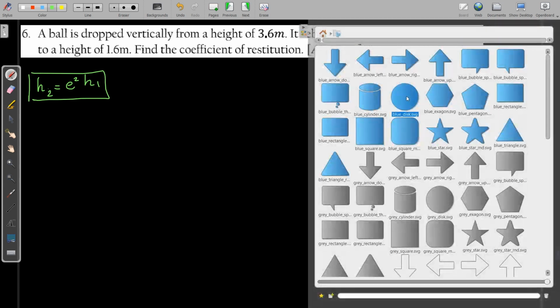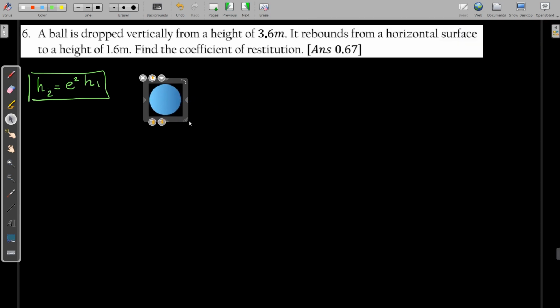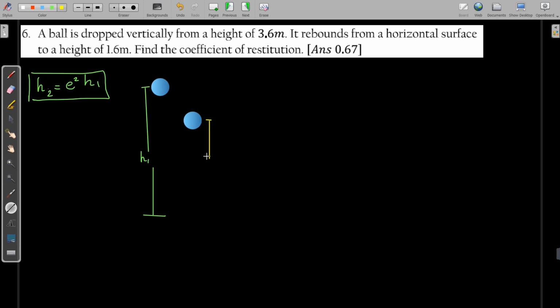Suppose a ball is dropping from a height. It is dropping from a height H1. After collision it is going to rebound over here, to H2. So how can we get it? This is the formula: H2 is equal to e square into H1.